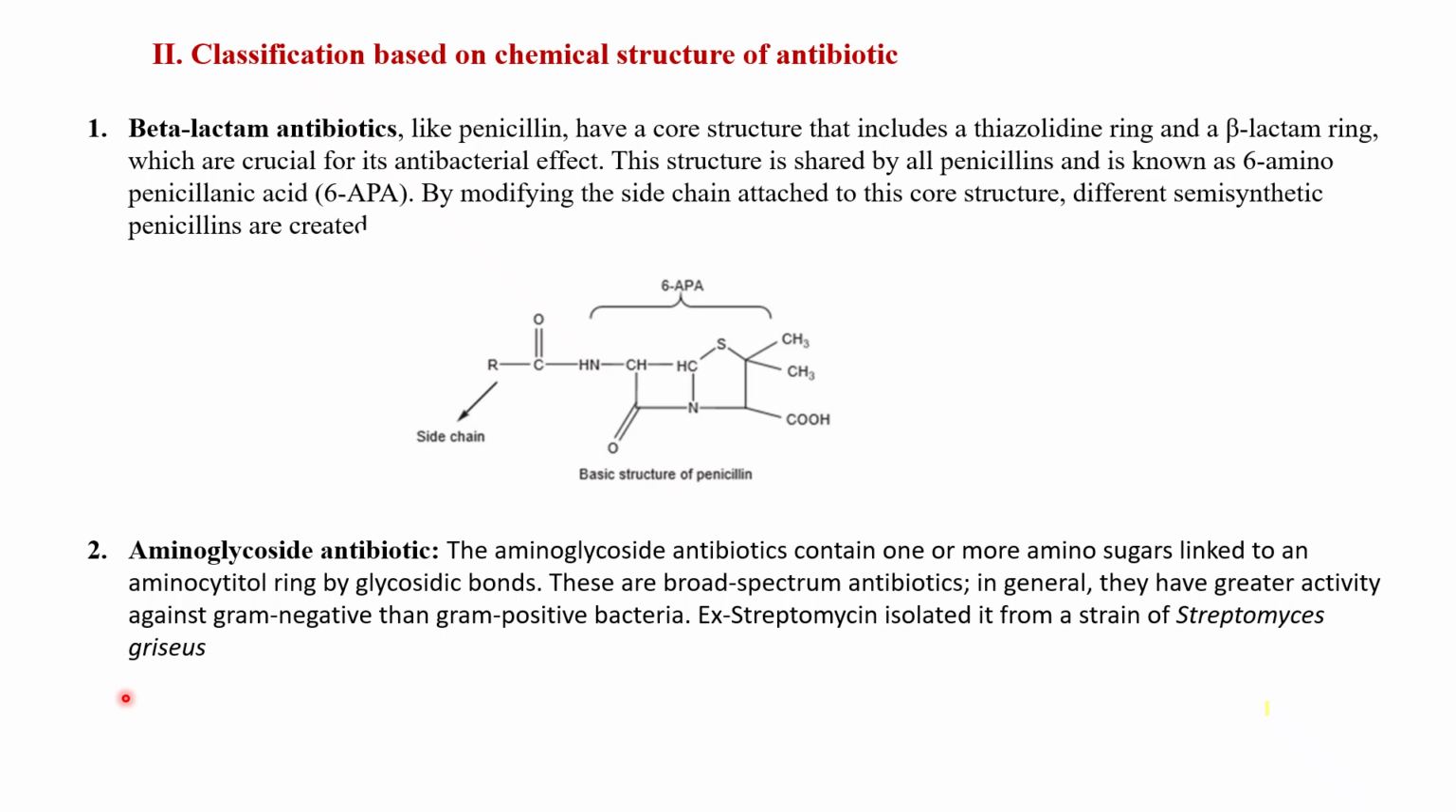The second group of antibiotics is aminoglycoside antibiotics. The aminoglycoside antibiotics contain one or more amino sugars linked to an aminocyclitol ring by glycosidic bonds. These are broad spectrum antibiotics. In general, they have greater activity against gram-negative than gram-positive bacteria. An example is the common antibiotic streptomycin, which has been isolated from a strain of Streptomyces griseus.